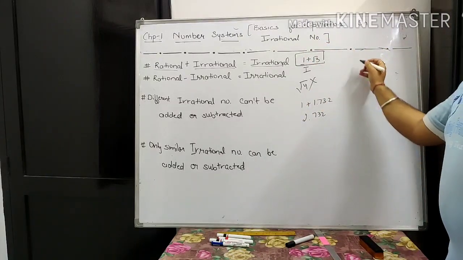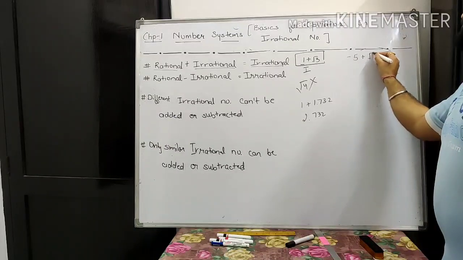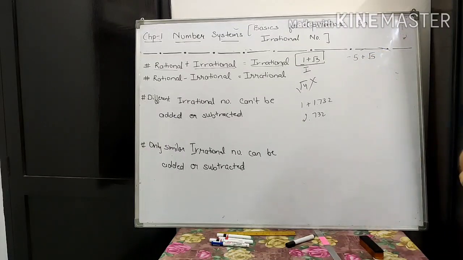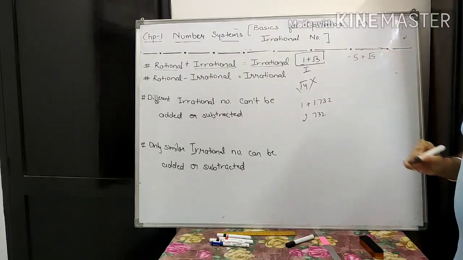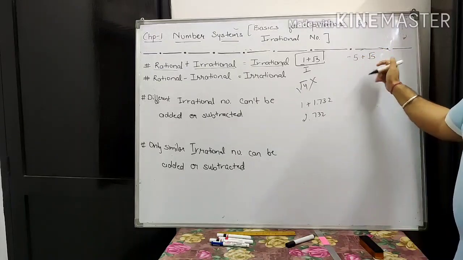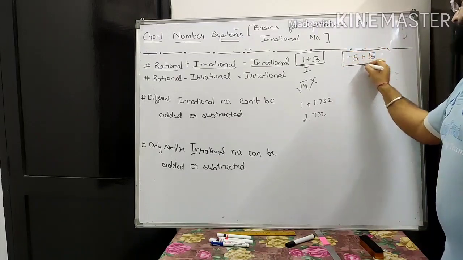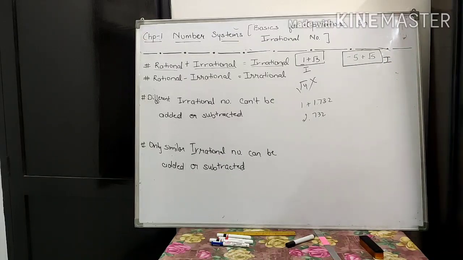Now take one more example. If I say minus 5 plus root 5, in this case you cannot cancel the terms because one is a rational term and the other is an irrational term. So this is your answer, and we can say that this is an irrational term.